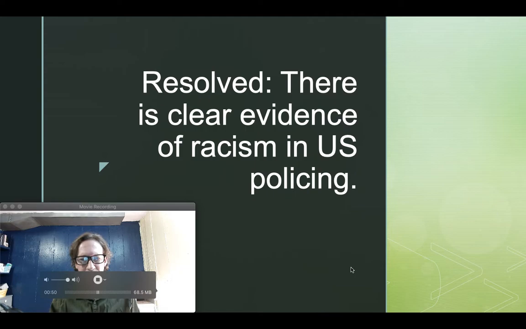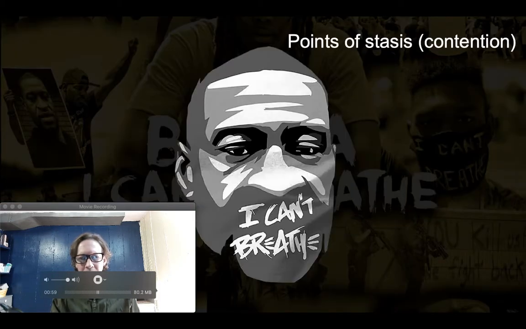So on to our resolutions. The first resolution: resolved, there is clear evidence of racism in U.S. policing. Now, whenever you have a resolution to debate, your first argument concept for this class is called stasis. That is the point of contention. That is where the argument comes together, collides, and on which the debate turns.